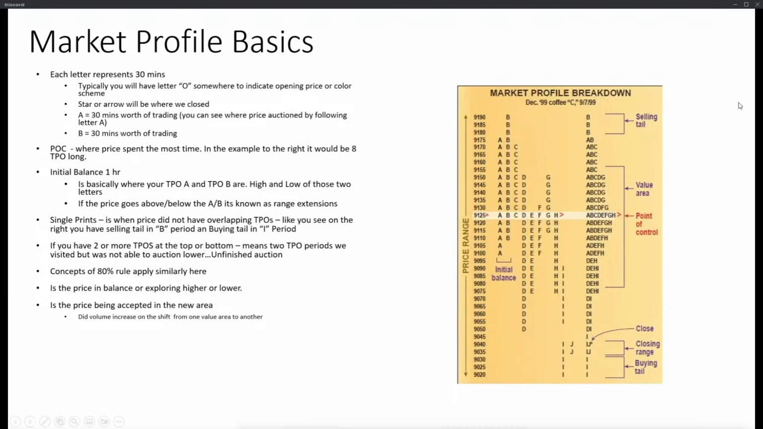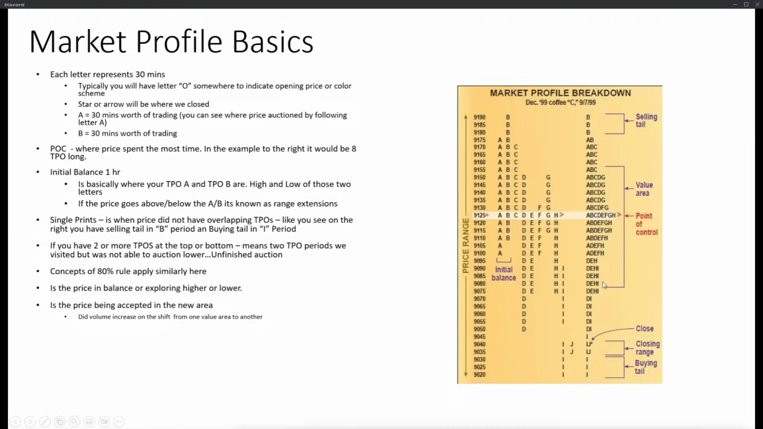Okay, so everybody understands so far what we covered, right? Each letter is 30 minutes, and they're called TPOs. I'm not going to go into the more advanced TPO counts above and below POC. There's some statistical stuff to it. But each one of these then is going to develop a value area, same definition: where do we spend 68%, or 70% as a default, of the time? If you take each one of these levels and add the weighted time you've spent, you would see that this is your value area.